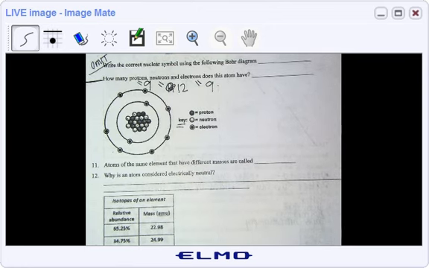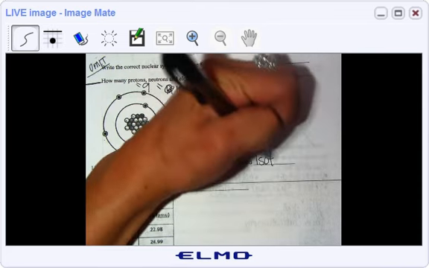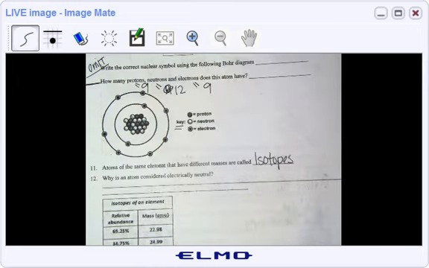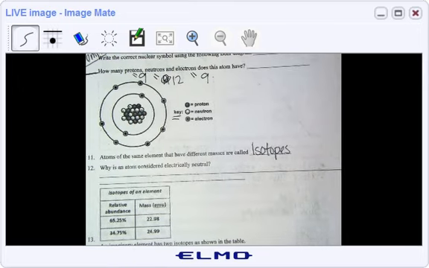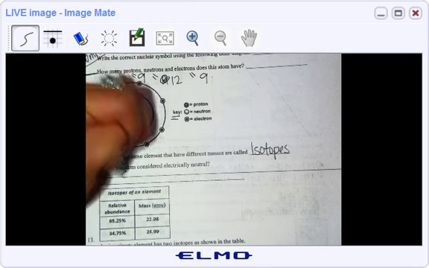Number 11, atoms of the same element that have different masses are called what? It's the same atomic number, it's the same element, but it has a different mass. Isotopes. 12, why is an atom considered electrically neutral? This happens when electrons equal the number of protons.